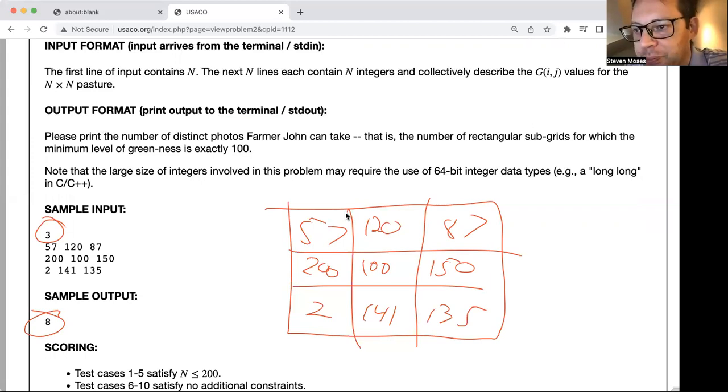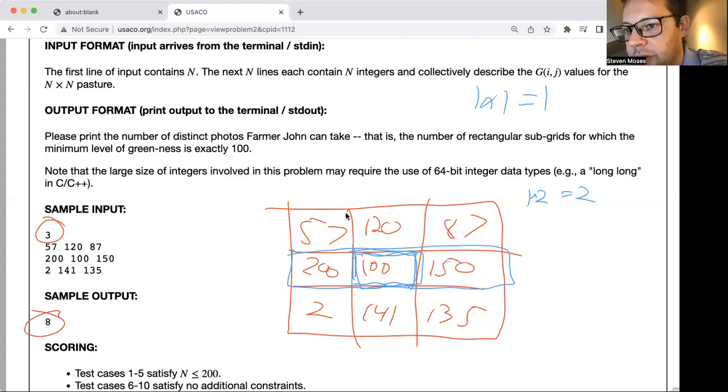First thing I'm going to do is look for 1 by 1s, anything that's just a 100 by itself. So that's 100 right here. That is a single 1 by 1, so there's one of them. This is not how the algorithm works, I'm just doing this visually. Next is 1 by 2, so 1 row, 2 columns. I've got the 200, 100 as a valid one, and the 100, 150 as a valid one. So there are 2 of those.